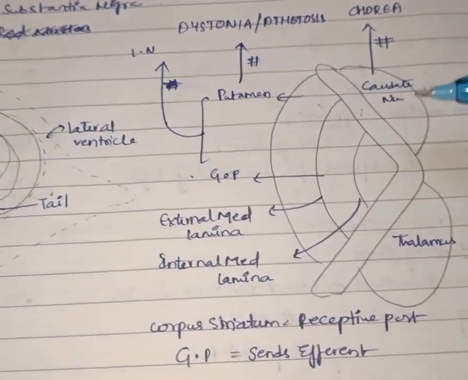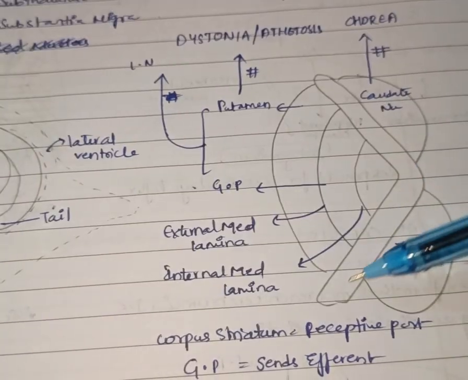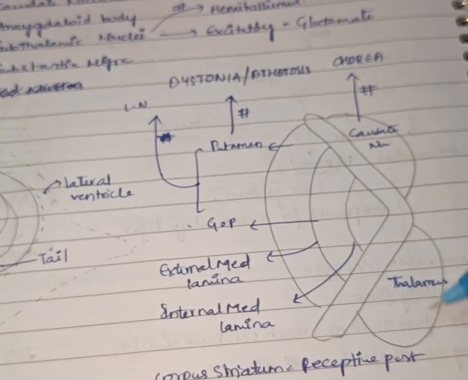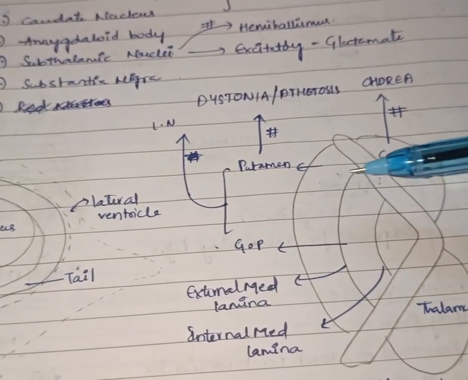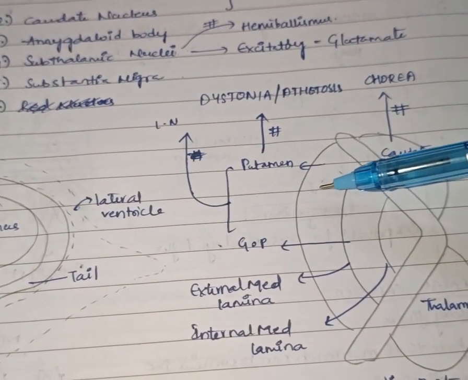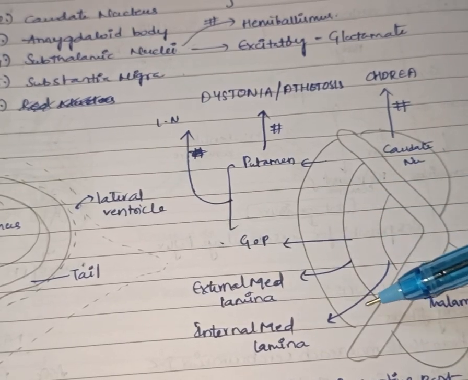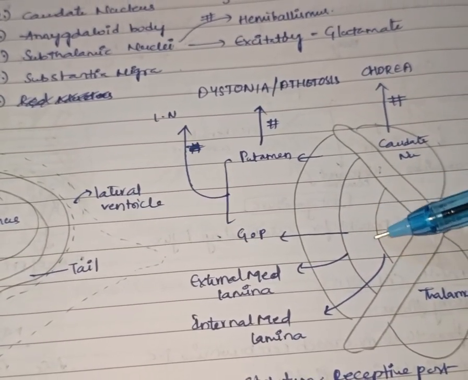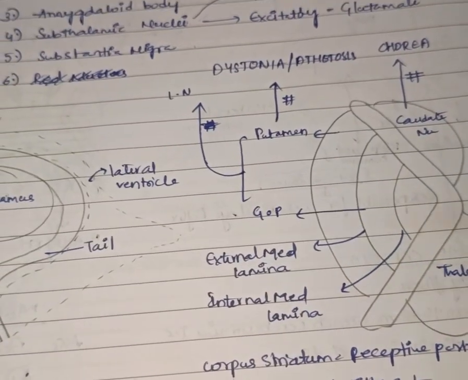This is the transverse section which is showing the internal capsule here, and laterally caudate nucleus, and inferiorly there is thalamus. And this side, this is globus pallidus interna and externa, this is putamen. And between the putamen and globus pallidus, external medullary lamina. And between the two globus pallidus, that is interna and externa, there is internal medullary lamina.